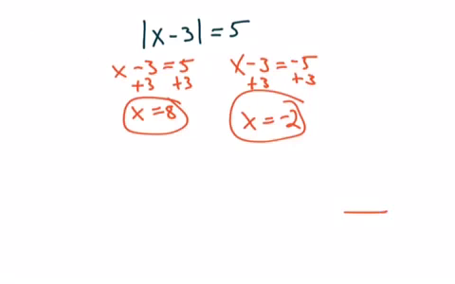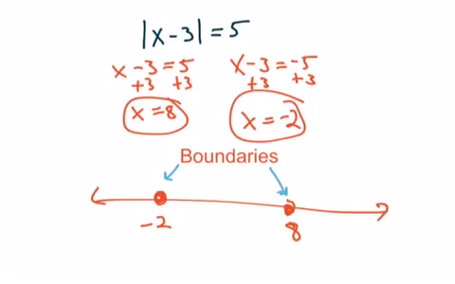Graphing these on the number line. Okay, so one answer would just be at negative 2, and the other number would be at 8. And we could think of these as boundaries. So for inequalities, the question is, when are you inside the boundaries over here, or when are you outside of the boundaries over here? And that's what we'll be figuring as we go through some examples.